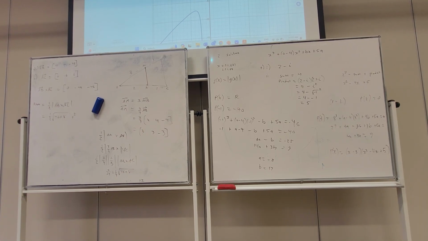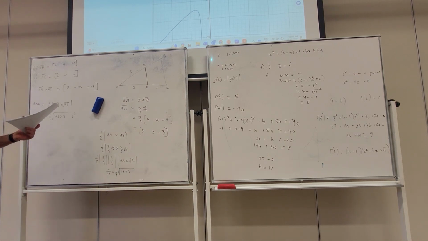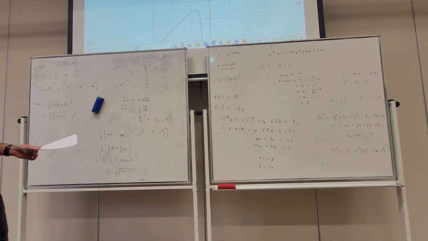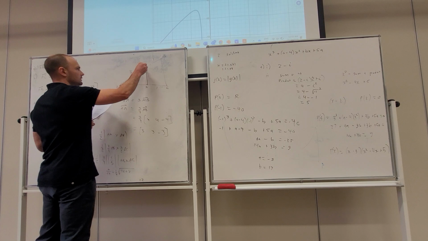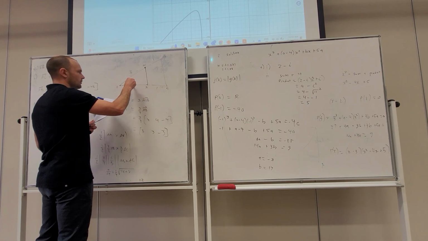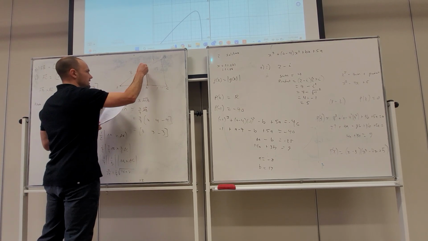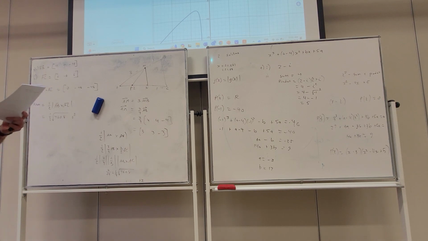Alright, now, and part 2. Part 3. Find the coordinates of P on vector AC such that the area of triangle AMP is 1/12 of the triangle ABC. Okay, so that's this one. AM, so P is going to be here somewhere.